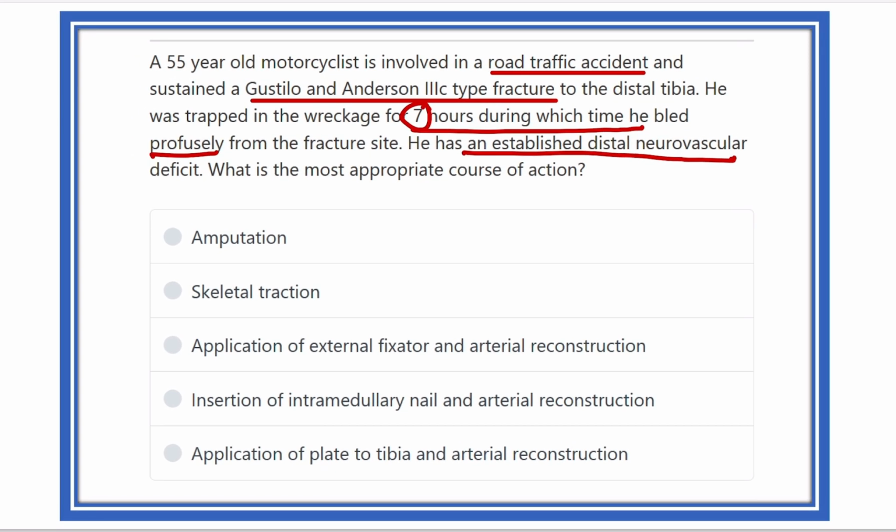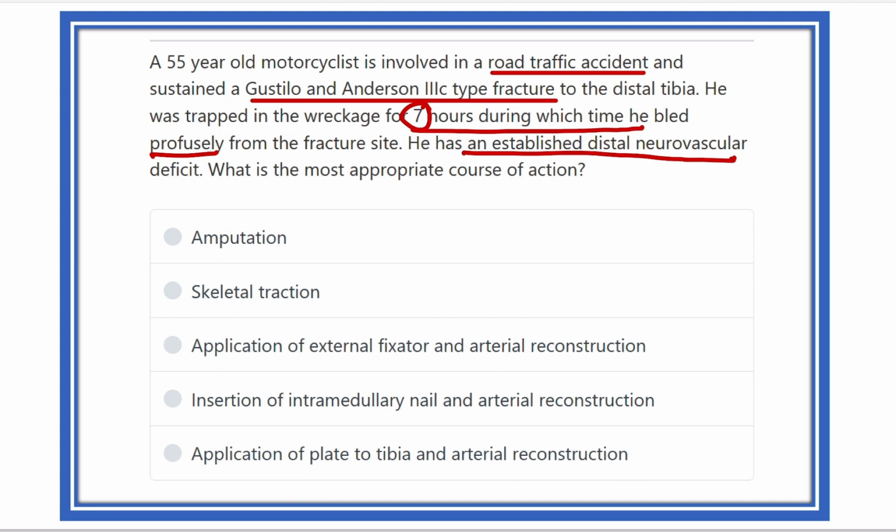So, in this scenario, there are 2 or 3 important pieces of information. One is that it is a road traffic accident. The second, which is the most important, is the Gustilo-Anderson type 3C, so we have to know the details about the Gustilo-Anderson type of fracture. Then another important point is the 7 hours trapped in the wreckage with profuse bleeding, and finally a neurovascular deficit developed distal to the fracture.